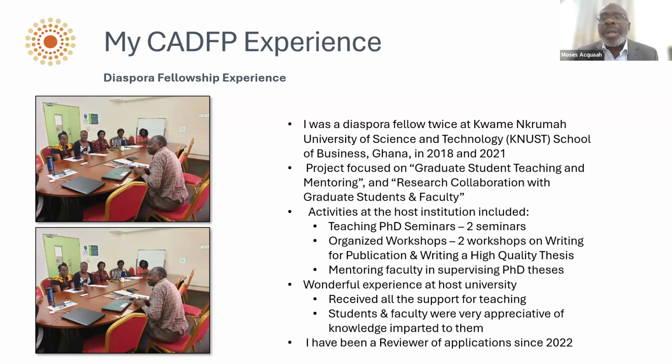So we decided to do a complete project that covers all the areas of business. And we were really happy that I went as a cohort fellow in 2018, and also as an alumni, but also still a cohort fellow in 2021. The project that we did was focused on graduate student teaching and mentoring, and also research collaboration with graduate students and faculty. And as Professor Eustace said, there are 3 areas. You can select 1, you can select 2, you can select 3. We decided to do 3 because of the opportunity to cover a lot of things.